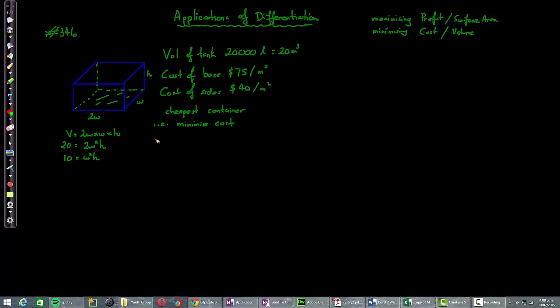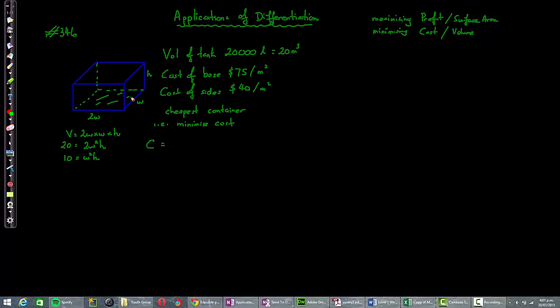Okay, to get the cost equation, I'm going to get the area of all the different sides. Remember, it doesn't have a top. Add those together as much as possible, but also realize that it's a different cost for the sides and a different cost for the base. So let's try and come up with our cost equation. So I'm going to call C cost.